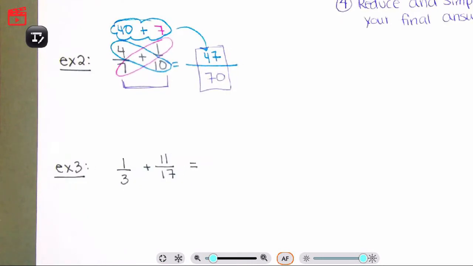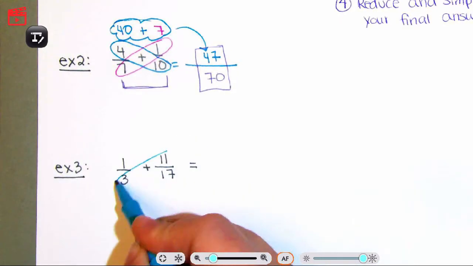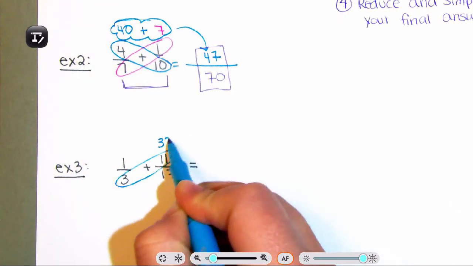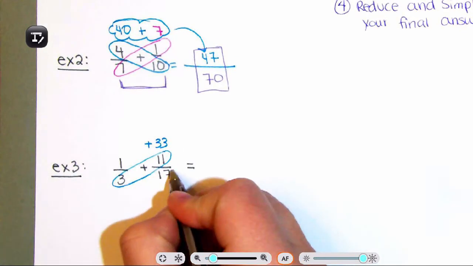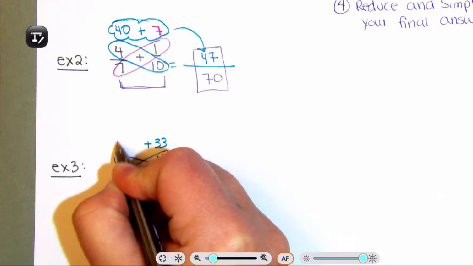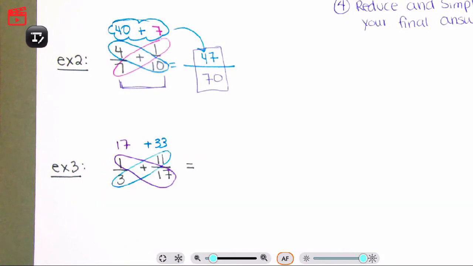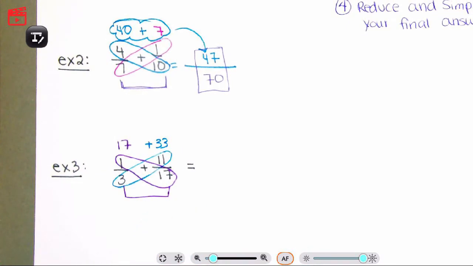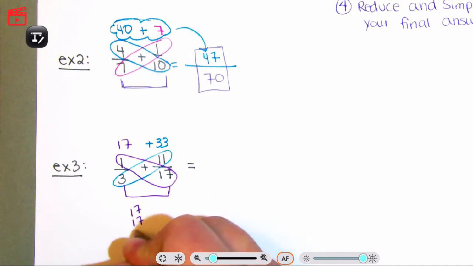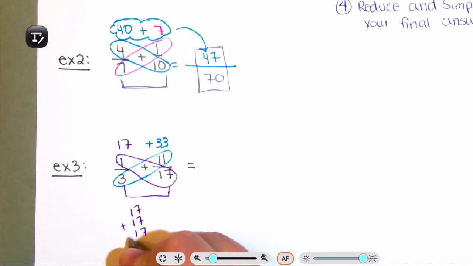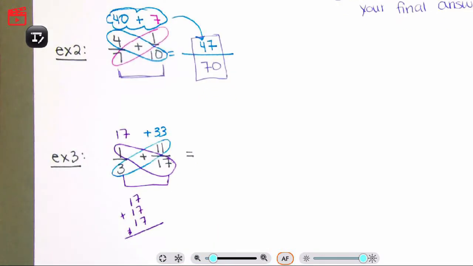All right. Again, 3 times 11 is 33. 17 times 1 is 17. We're going to add those together, and then 17 times 3, I don't know what that is, but I know that 17 plus 17 plus 17 is the same thing as 17 times 3, so I'm going to add those together.